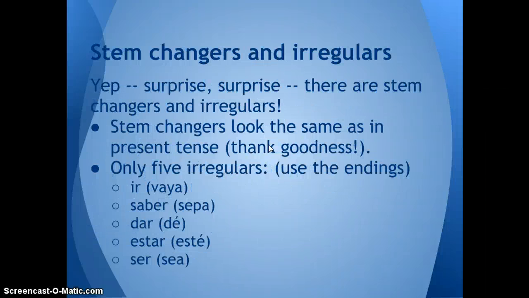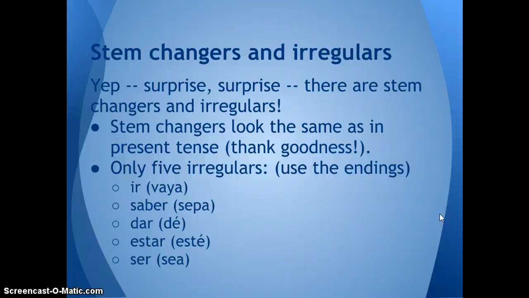Okay. Stem changers and irregulars. I'm not going to dwell on this too long. It says up here, yep, surprise, surprise, there are stem changers and irregulars in the subjunctive. The nice thing about stem changers, they look the same as in present tense. You've got your E to IEs, like the verb pensar goes to piensa. That one in the subjunctive is piense with the opposite ending. Dormir, to sleep, goes to duerme. In the subjunctive, it's duerma with the opposite ending. So thank goodness those aren't too tricky if you know your endings.